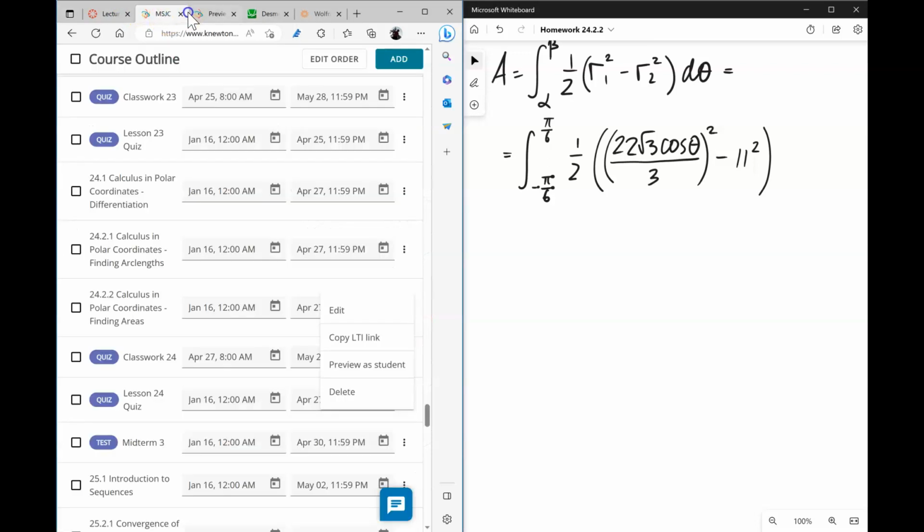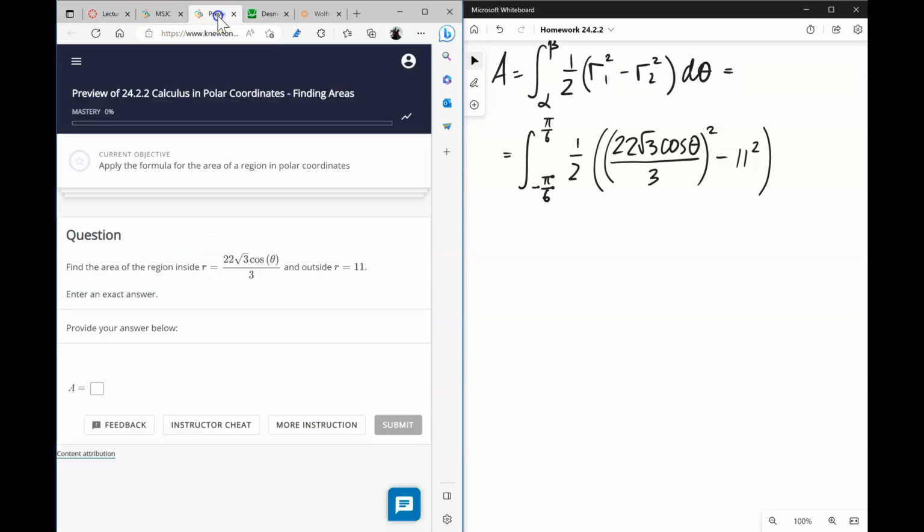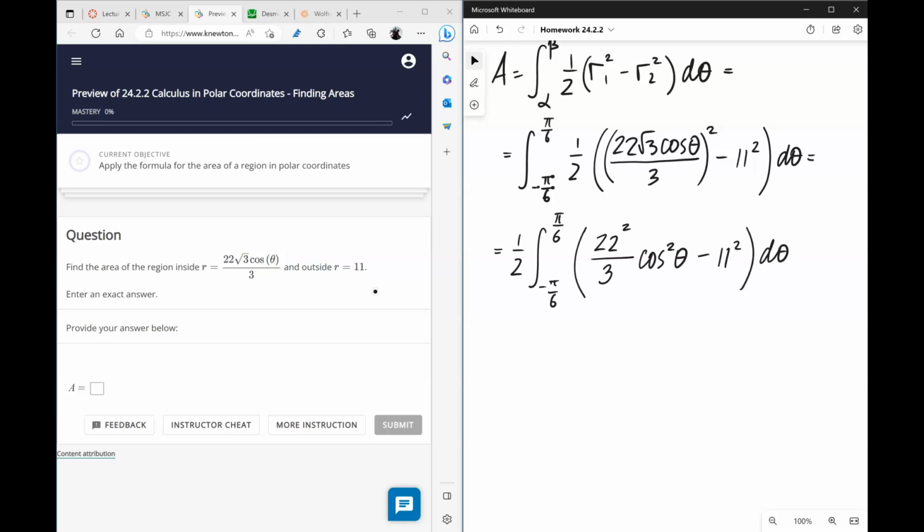We have to enter the exact answer, so that means we have to integrate it. So let's go ahead and integrate it. We have 1/2 times the integral from negative pi over 6 to pi over 6 of 22 squared over 3 cosine squared theta minus 11 squared d theta.